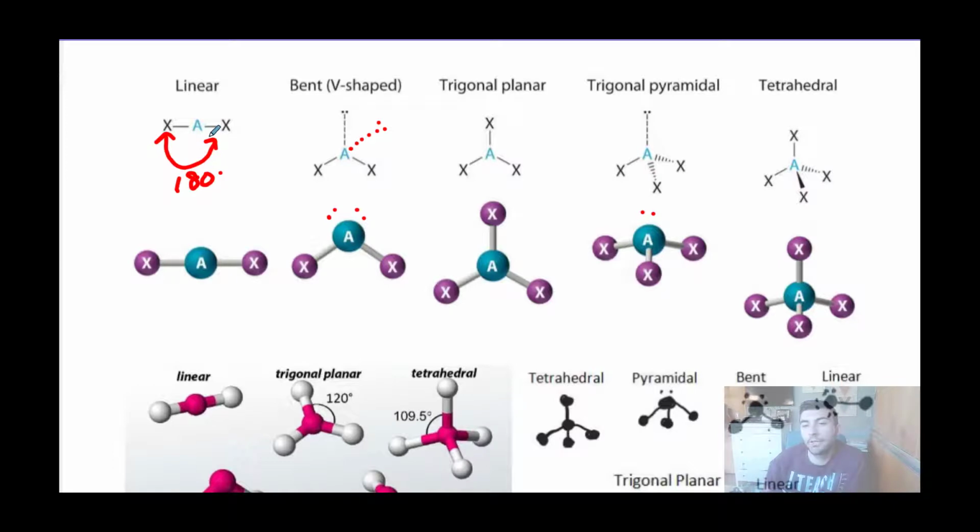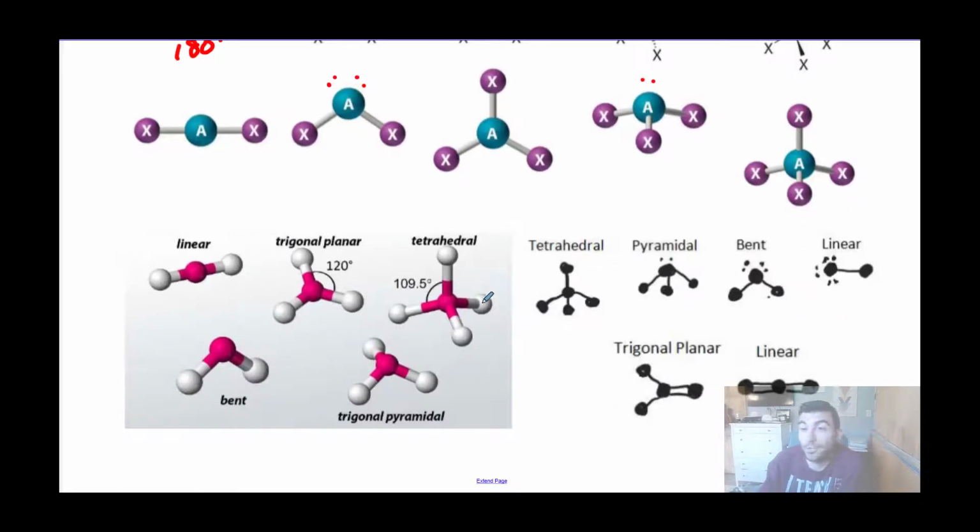Trigonal planar is a molecule where the central atom has 3 bonded domains and no lone pairs. This looks weird for us, but this is not necessarily representing a single bond. It could represent a single, double, or triple bond. It's just showing some sort of covalent bond between atom A and X. A trigonal planar molecule would be one in which the central atom, again, has 3 bonded domains and no lone pairs, so those atoms can get 120 degrees away from each other. I gave you some other images there.